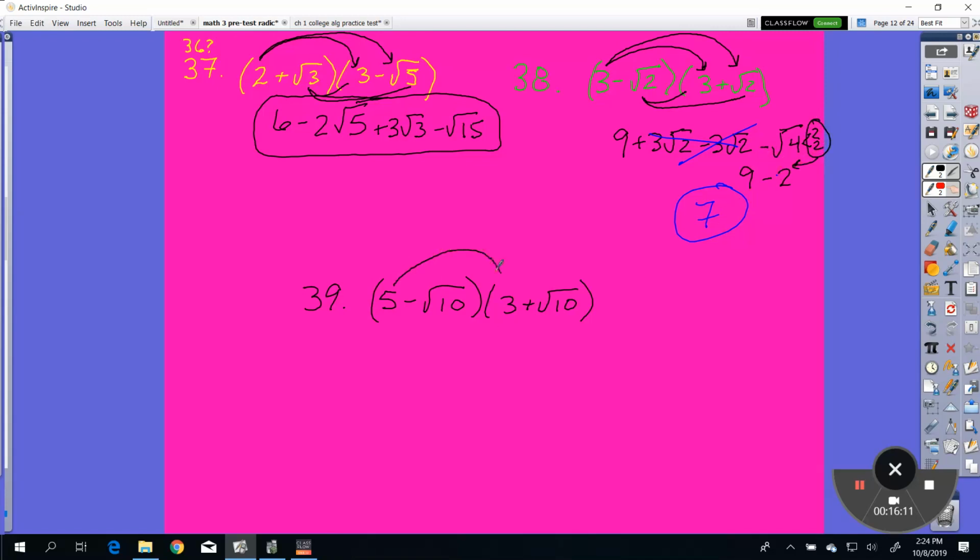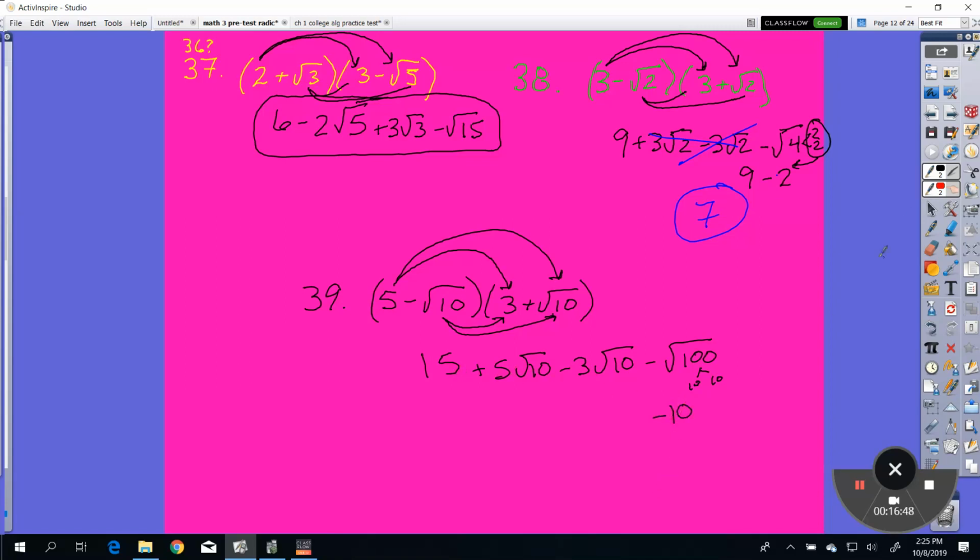On 39, 5 times 3 is 15. 5 times the square root of 10 is just 5 square roots of 10. And now we're going to distribute the negative square roots of 10. So negative square roots of 10 times 3 is negative 3 square roots of 10. And the last one we have is the negative square root of 10 times the square root of 10, which is negative square roots of 100. But the square root of 100, so there's a pair of 10s, right? They come out, so that's minus 10.